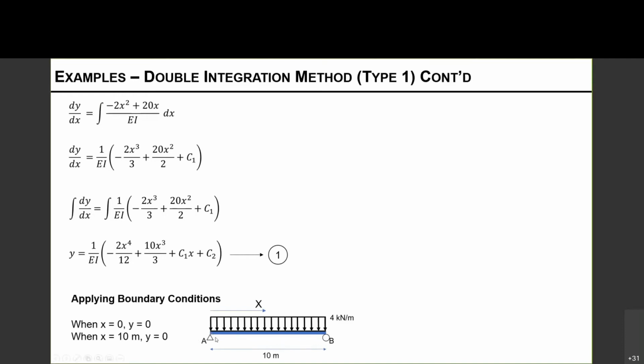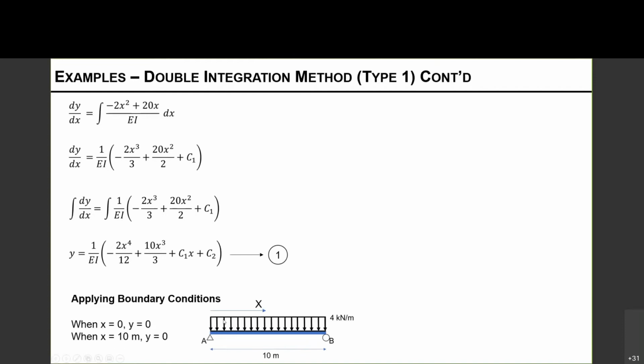We have boundary conditions at A and B. So when we look at x equals 0, this is where we start measuring the length. When x equals 0, deflection is 0, because it is restraining the motion against the y direction or the vertical direction. Therefore, point A is not deflecting. Therefore, the y value is equal to 0.